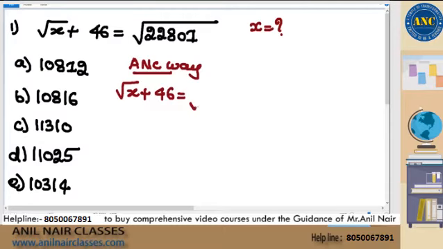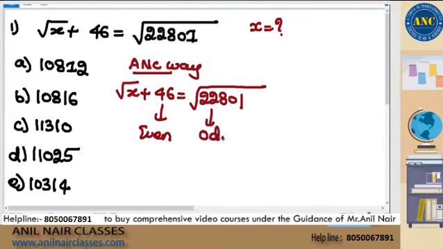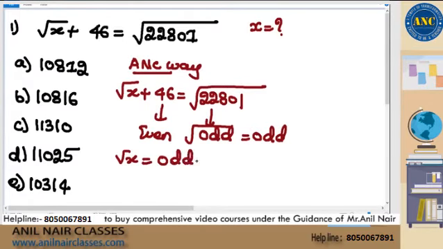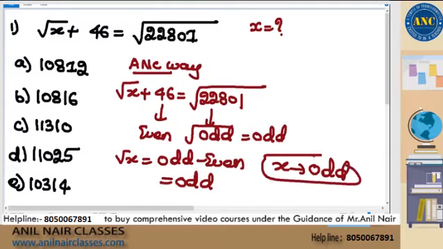Root x plus 46 is root of 22801. 46 is an even number. 22801 is an odd number. The root of an odd number will always be an odd number. Something plus even is odd, so root x is odd minus even, which is an odd number. So root x is an odd number, and x will be an odd number. The answer is 11025. Ten seconds to solve the question.